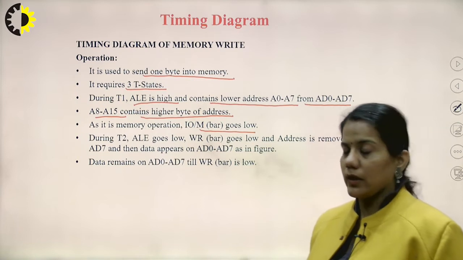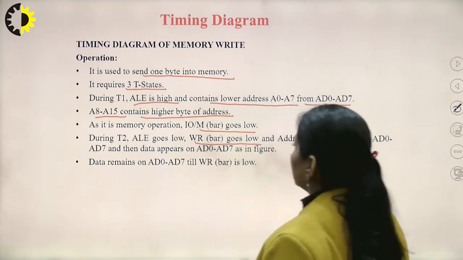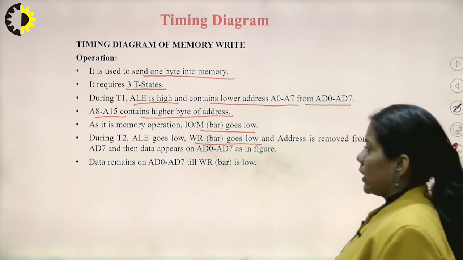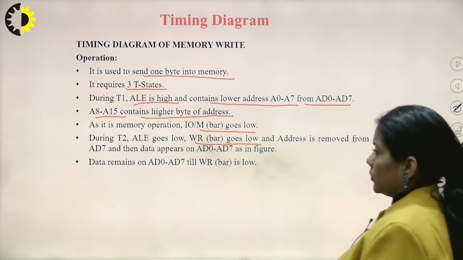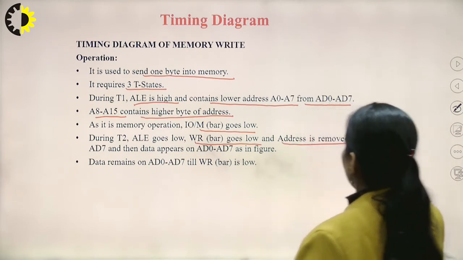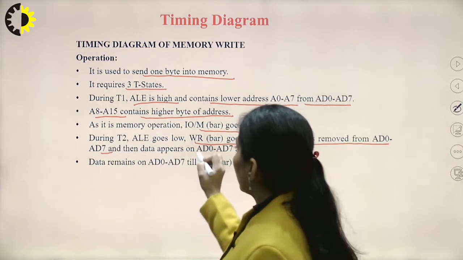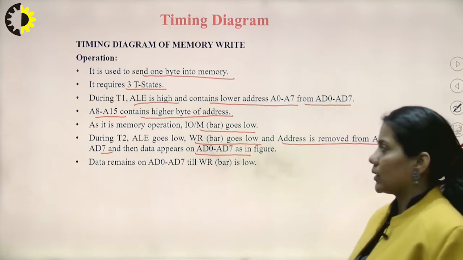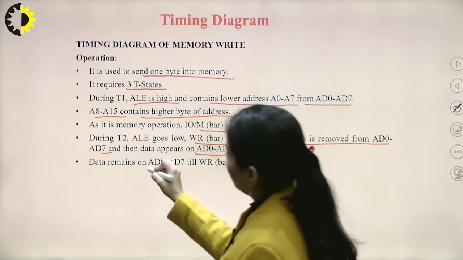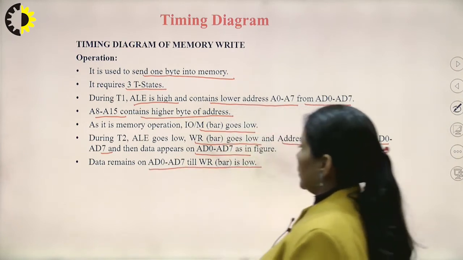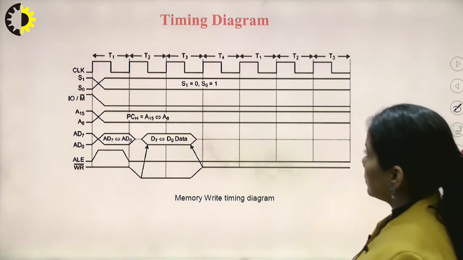During T2, ALE goes low and write bar goes low, because it is an active low signal and it has to be low for activation. The address is removed from AD0 to AD7 and then data appears on AD0 to AD7, as I'll show you in the figure also. Data remains on AD0 to AD7 until the write signal is activated. Let's understand this using this diagram.